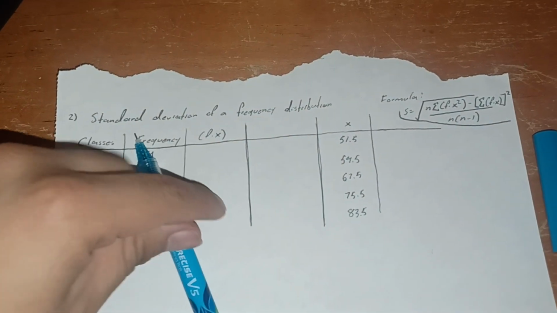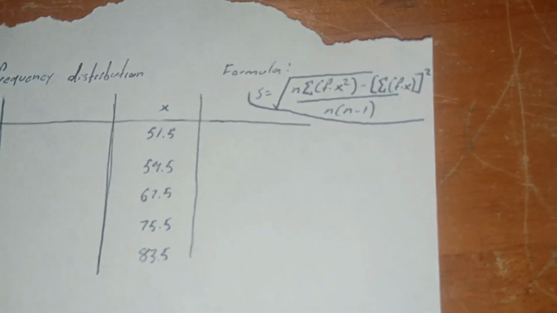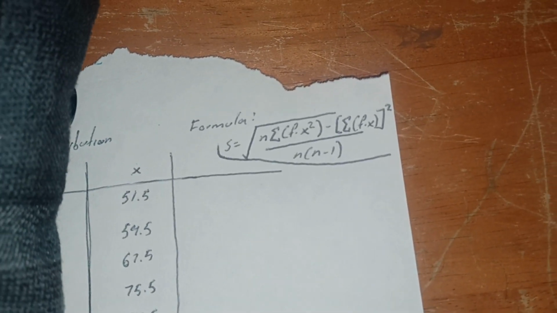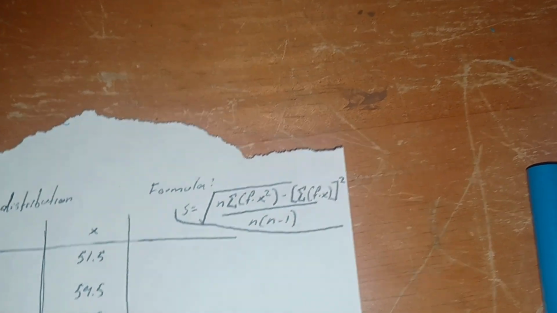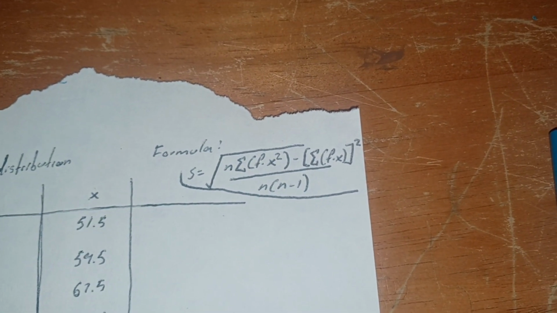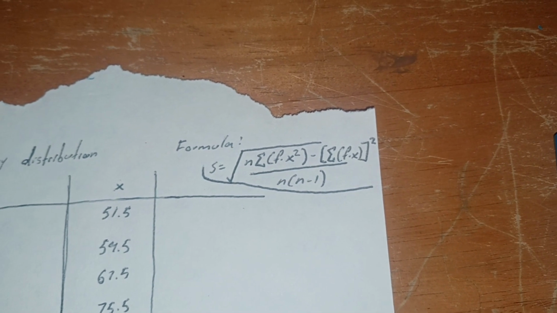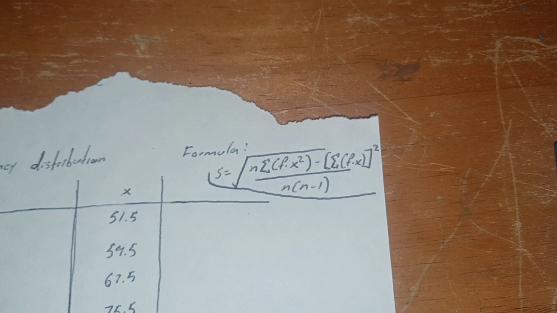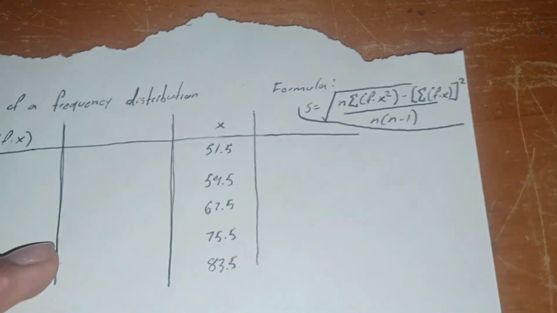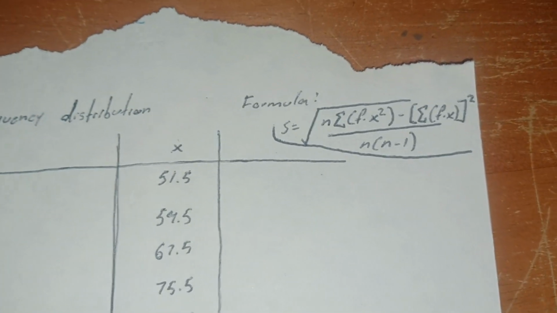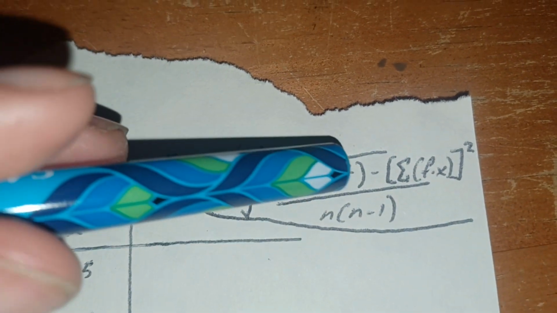All right, so this is the equation for the standard deviation of a frequency distribution. S equals the square root of n, your sample size, times the sum of f times x squared, minus the sum of f times x, and then you square all of that, divided by n times n minus 1. So we're going to want the sum of f times x squared.